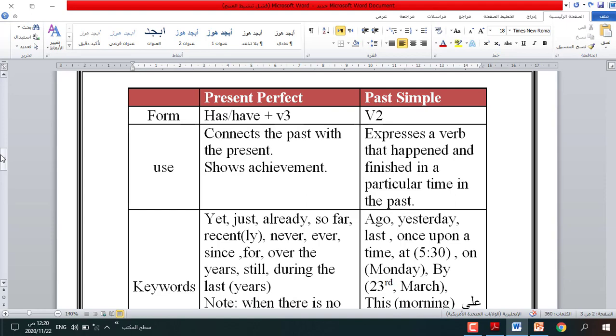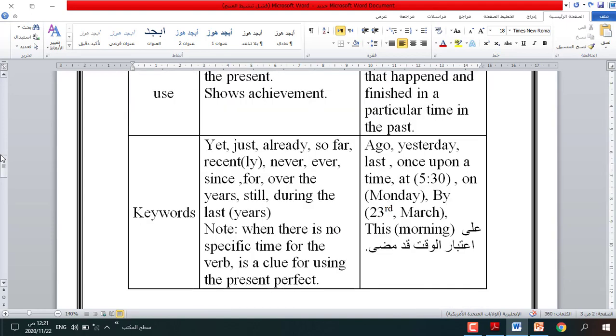While the past simple is used to express a verb that happened and finished in a particular time in the past. The most helpful tool for you is the keyword. There are many keywords for these two tenses. The keywords, as you can see, for the present perfect are yet, just, already, so far, recent, for example, in the recent years, or recently, never, ever, since, for, over the years, still, during the last, for example, during the last 2 years.